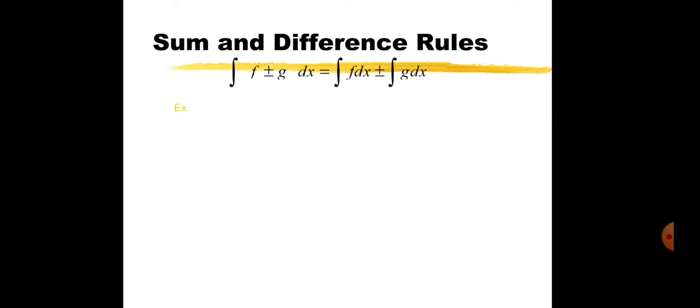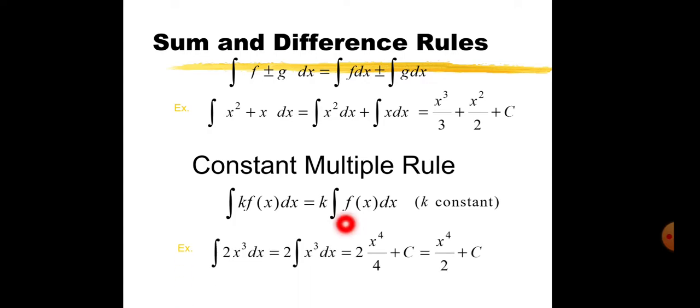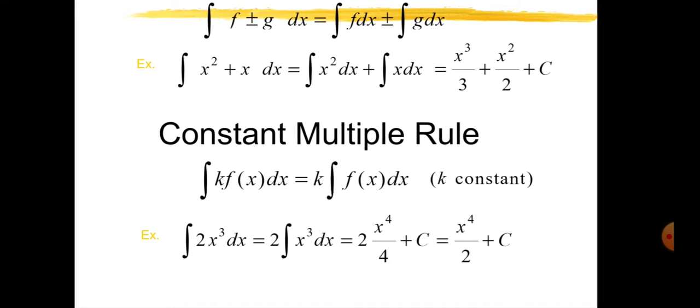For example, we have another rule here: summation and difference of two integrals. For a constant, you can multiply the integration by the constant. You can take the constant outside, and for example, if you have 2x to the power 3, you can take the 2 outside, and you can integrate x to the power 3 to be x to the power 4 over 4 according to the first rule. If you have x to the power n, for the first rule of the integration, its integration is x to the power n plus 1 over n plus 1.